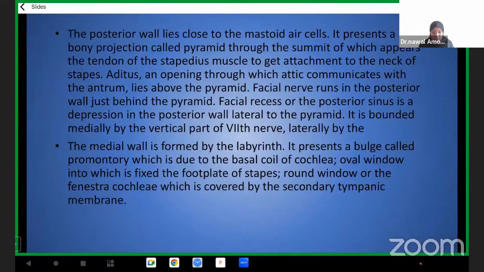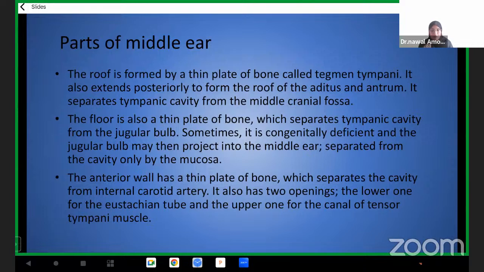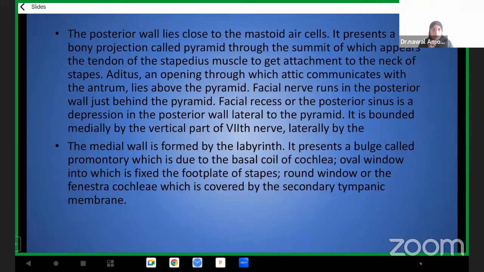So just remember that the anterior wall is a thin plate of bone which separates the internal carotid artery from the middle ear. It has two openings. The lower one is for the auditory tube, and the upper one is for the tensor tympani muscle. All right. Coming to the posterior wall, it lies close to the mastoid cells. It presents a bony projection called the pyramid.